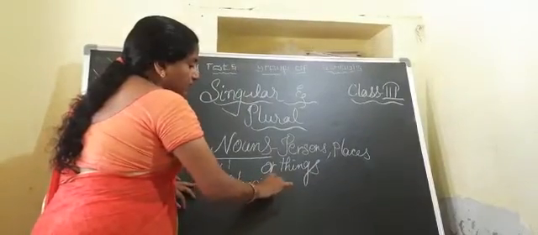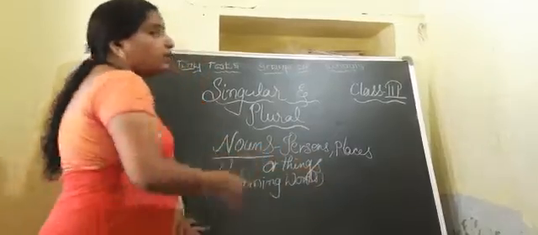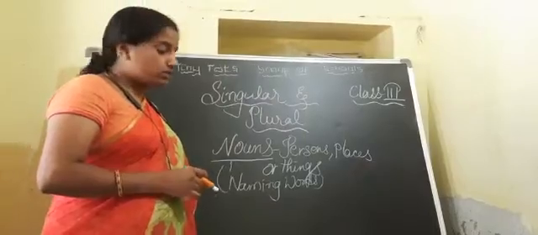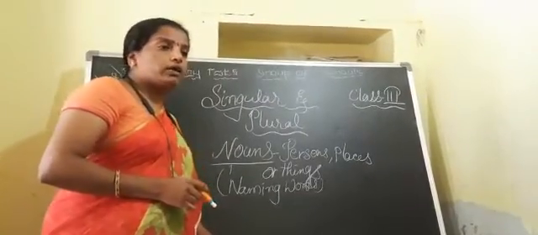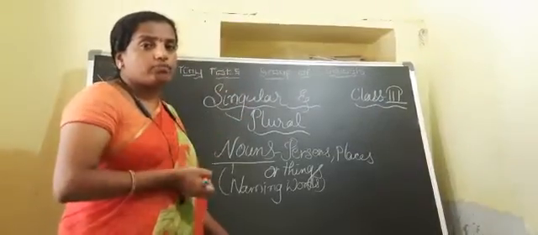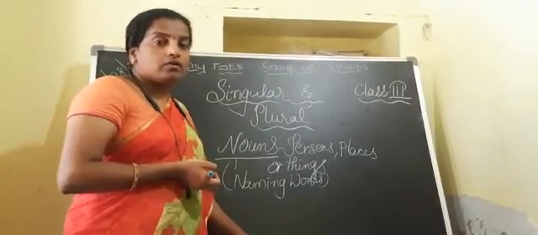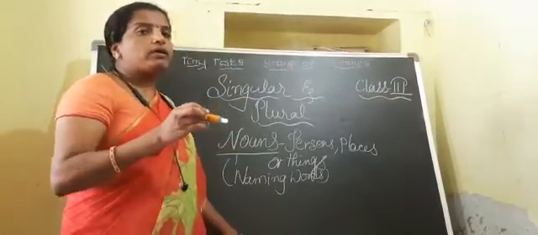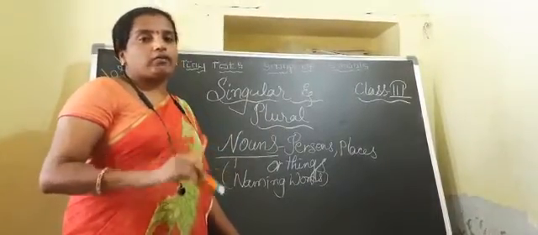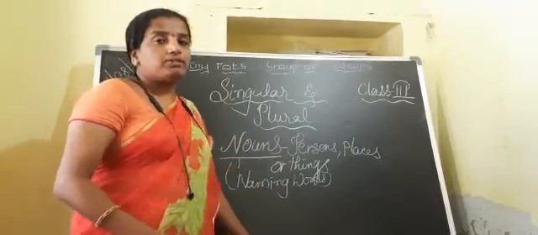And in our previous class, children, we discussed countable and uncountable nouns and common and proper nouns. See, children, what do you mean by a common noun? The name used for the same class of people is known as a common noun, and the name used for a particular person, place or thing is known as a proper noun. And always a proper noun starts with a capital letter.